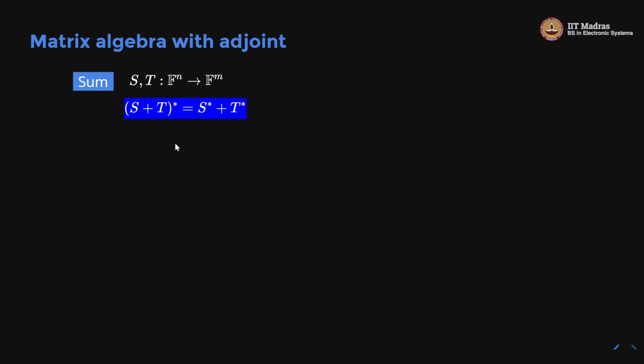I'm not going to emphasize too much on the proof. It's just an obvious sort of intuitive result, so we'll go with that. If you have two linear transformations, S, T from Fn to Fm, (S plus T) whole adjoint is the same as S adjoint plus T adjoint.